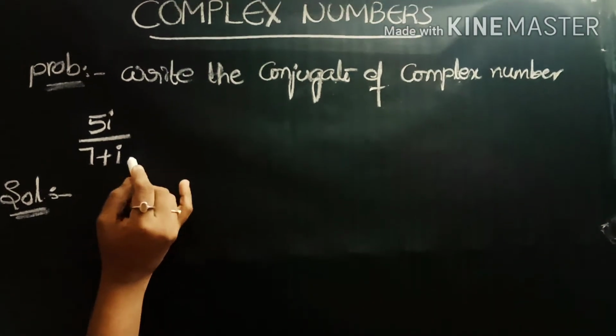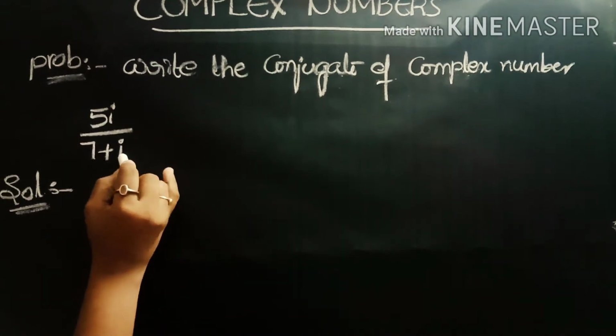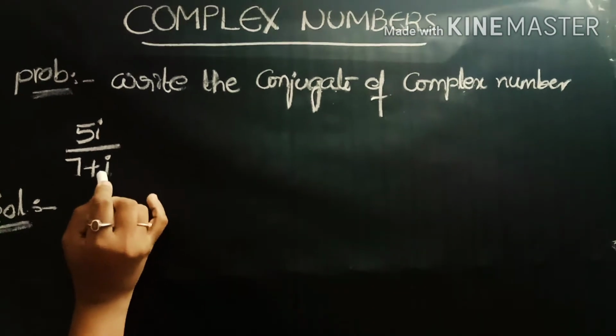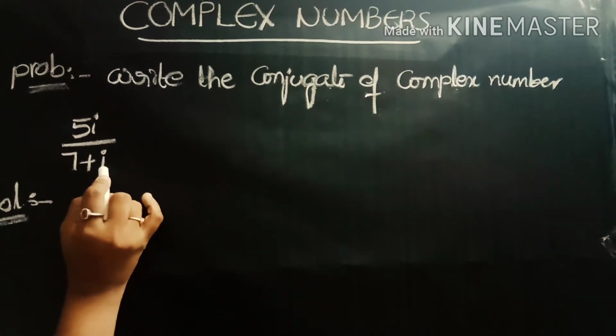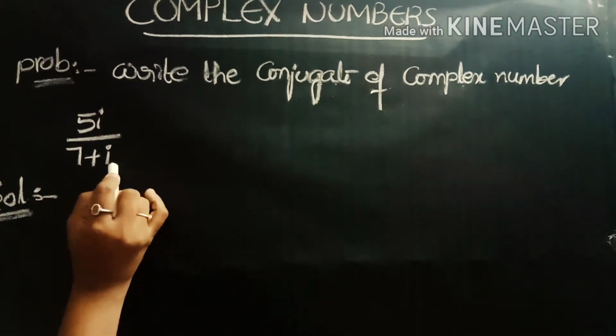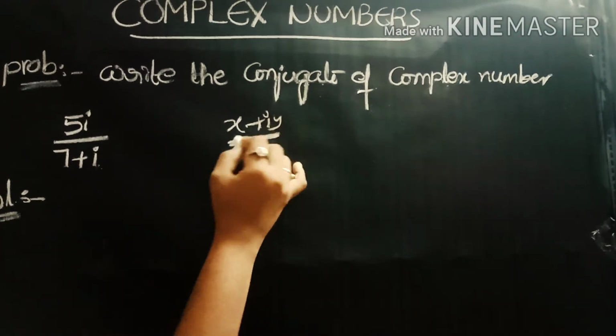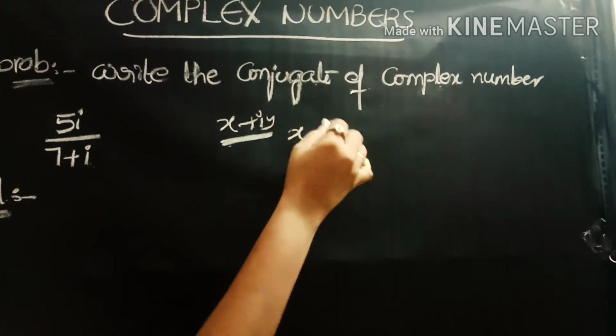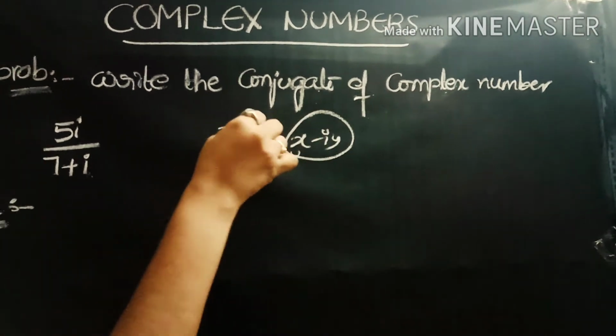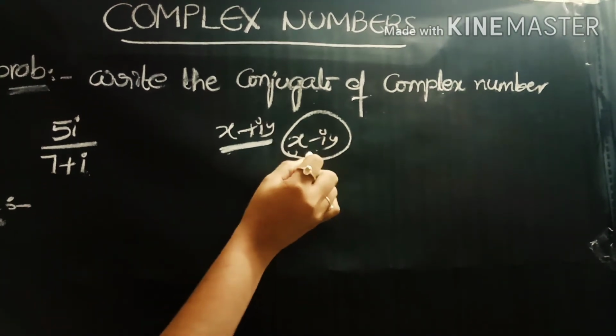Write the conjugate of the complex number 5i by 7 plus i. So conjugate. To write the conjugate of the given complex number, first of all we have to convert this in the form of x plus iy. And what is the conjugate of the complex number x plus iy? x minus iy. Simply we change the sign of the imaginary part to get the conjugate of the given complex number.